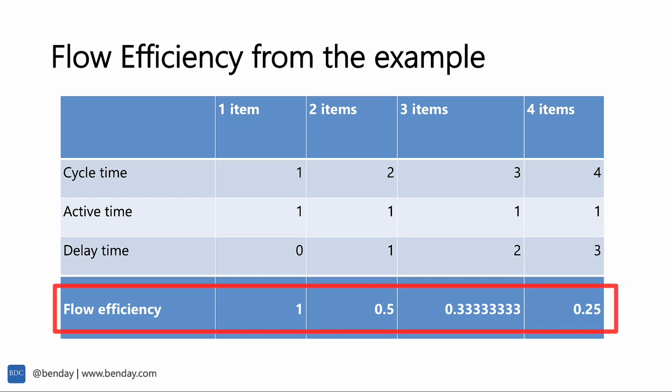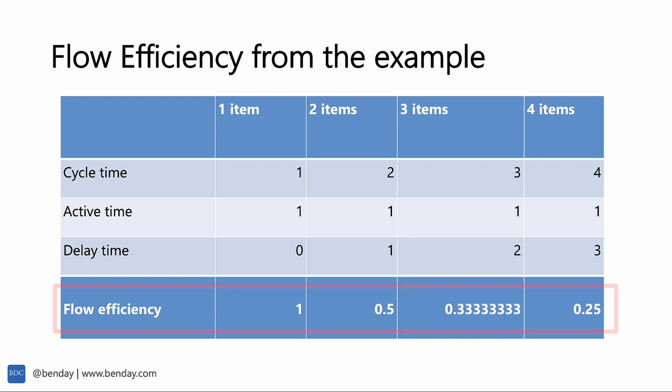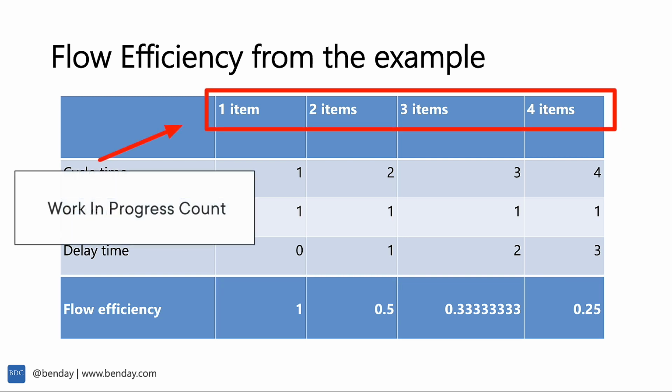So now our flow efficiency for one item is 1, or 100% flow efficiency. If it's 2, then it's 0.5 or 50% efficiency. 3 items is 33% or 0.333333. And 4 items is 0.25 or 25%. So adding work in progress, adding more things that we're trying to work on at one time, is blowing up our cycle time and destroying our flow efficiency.